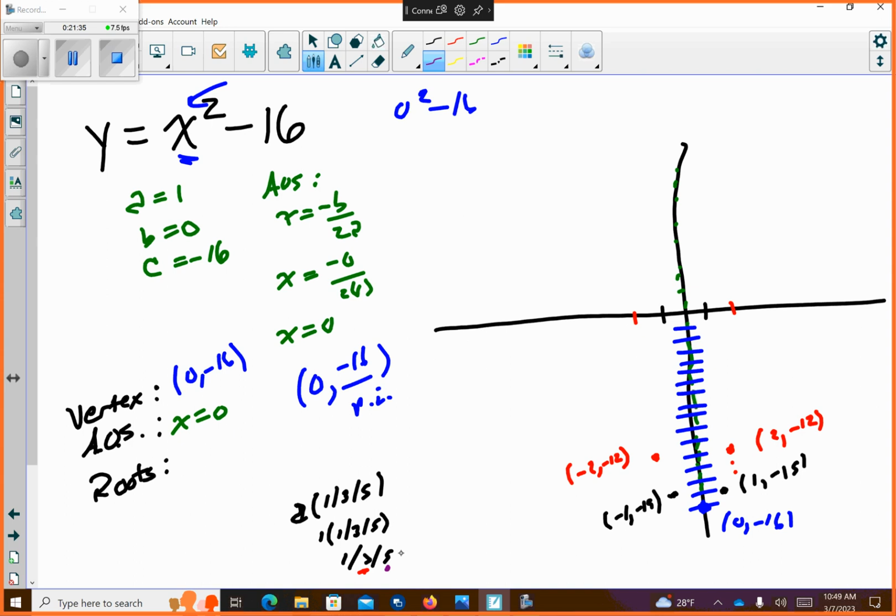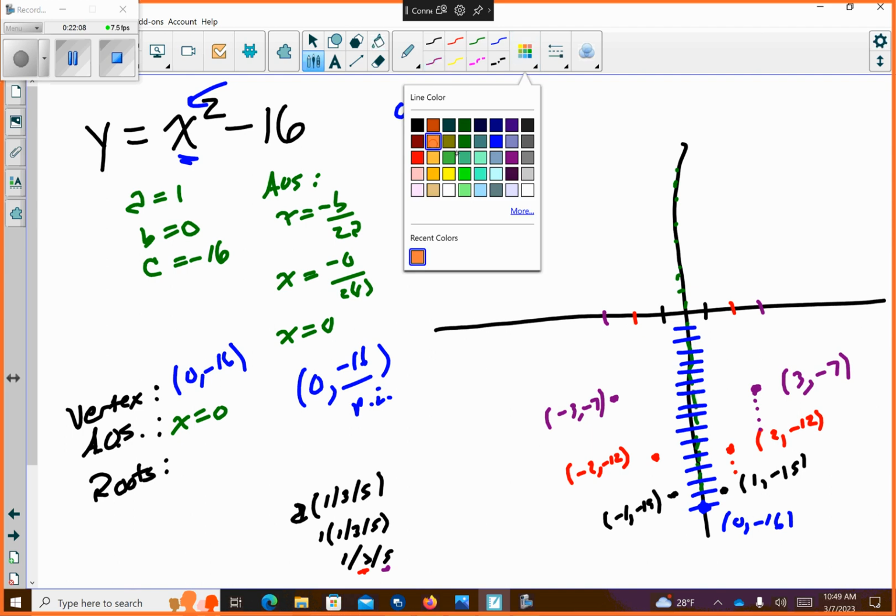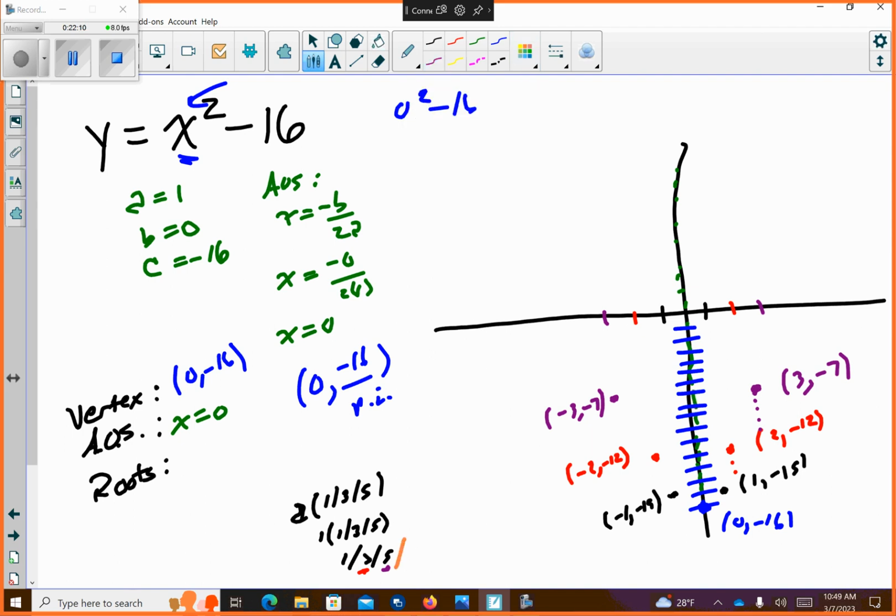Now I'm going to go with the 5. So that's going to be at 3 comma negative 7, and negative 3 comma negative 7. Now, you know I want 1, 3, 5. I'm going to go 1 extra. I'm going to go to 7. That's the next odd number, right?